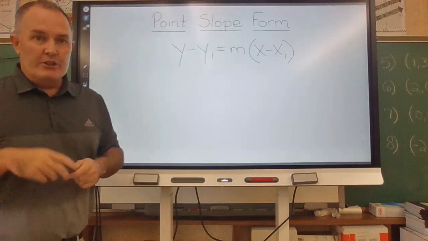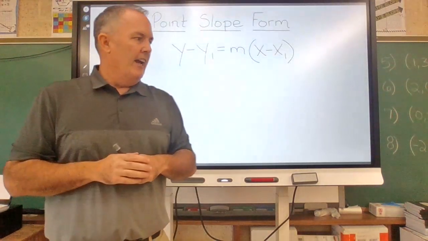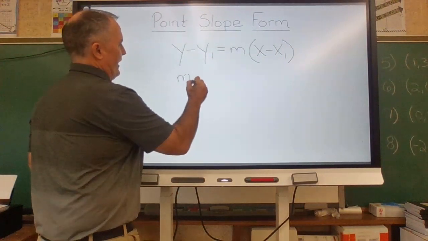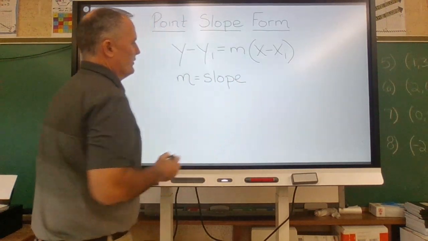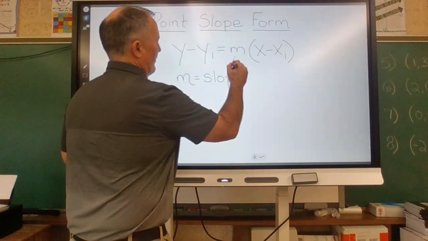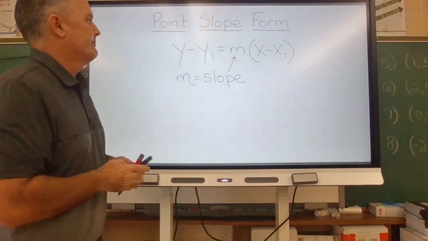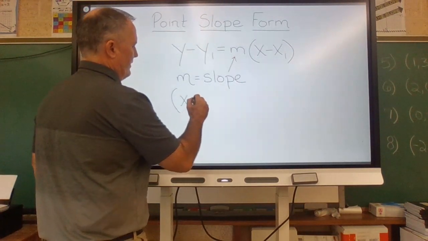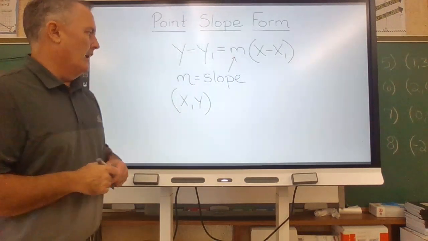So for this equation, you need 2 inputs, 2 things you're going to plug into this equation to rearrange it and write a linear equation. One, you will need your m, which is your slope. You'll need to know the slope of the line. Whatever your slope is, will get plugged into the equation right where the m goes. Second, you need a point on the graph. It can be any point on the line.